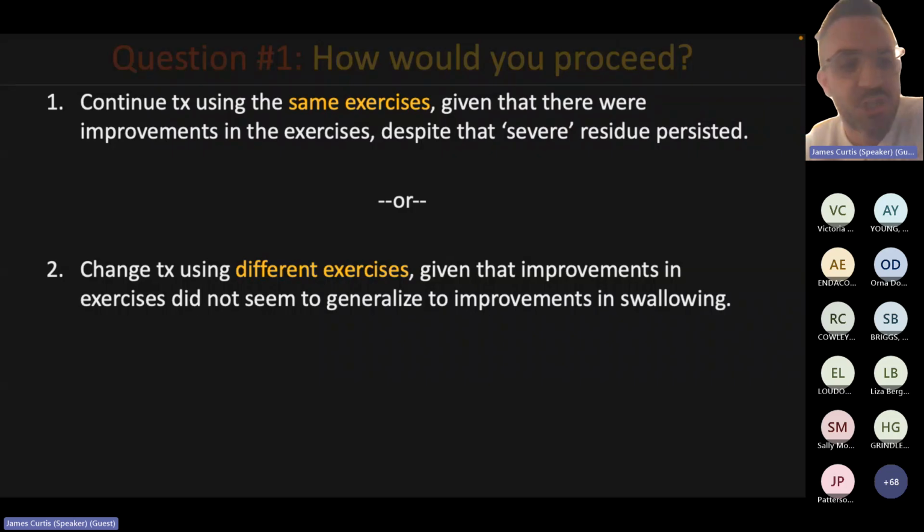Or would we consider changing to using different exercises, given that there are improvements in the exercises, but they didn't seem to generalize to improvements in swallow function? So I want you to think about that for like 10 seconds. If you're with colleagues right now, share your answers verbally. I'll give you 10 seconds to chat with your colleagues, or if you're by yourself, just say the answer aloud. So which one would you do in this circumstance?